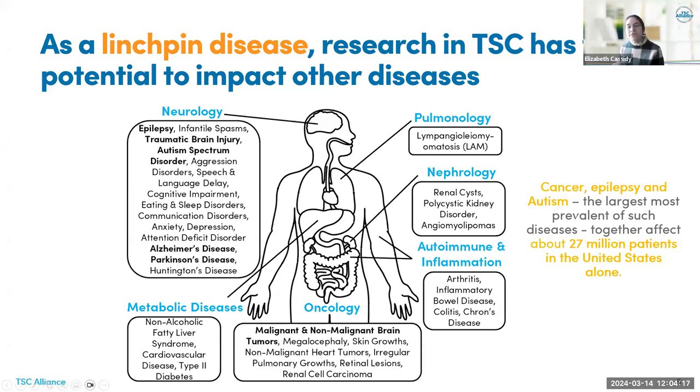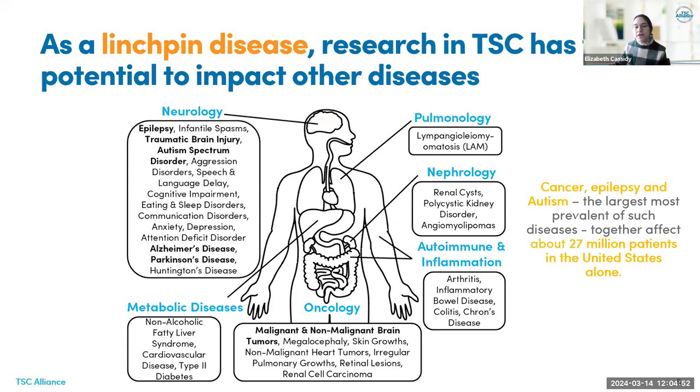For some background for those of you who may not be as familiar with TSC, TSC is a genetic disorder that causes non-cancerous or benign tumors to grow in almost every major organ of the body. That includes skin, kidneys, brain, heart, eyes, lungs, and more. And you can see some examples of these manifestations on the graphic here. TSC can initially be clinically diagnosed due to the involvement in one or more of these organs, but it can also be genetically diagnosed, or the diagnosis can be confirmed through genetic sequencing for a disease-causing mutation in the TSC1 or TSC2 gene.